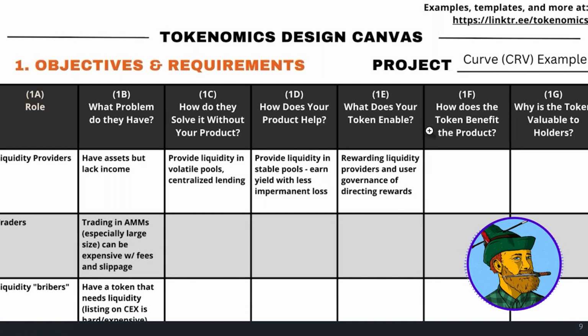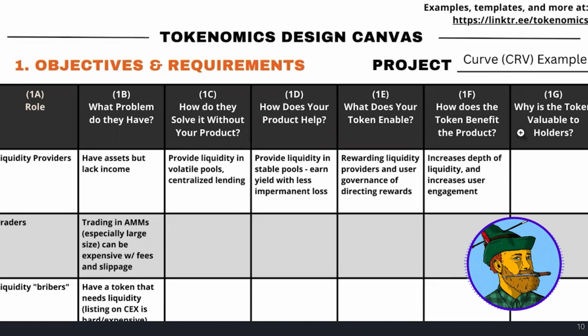How does that benefit the product? Well, by rewarding liquidity providers, we're increasing more liquidity being provided, which increases the depth, increases the benefit to traders in turn, because everybody benefits from more liquidity, and we increase user engagement via the token because of this active governance required to direct the rewards. So the token benefits the product by increasing user engagement and increasing depth of liquidity.